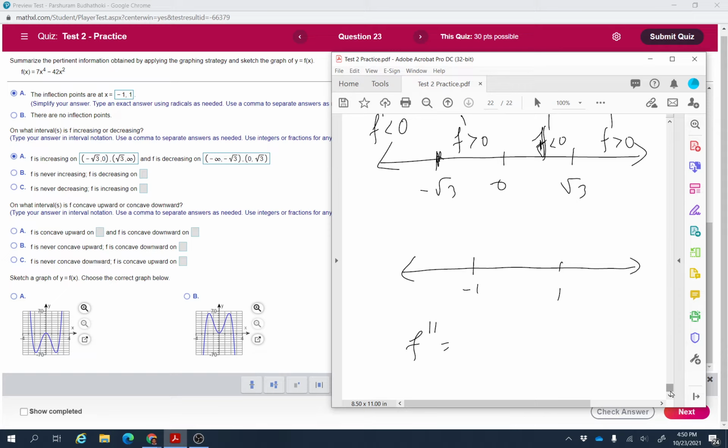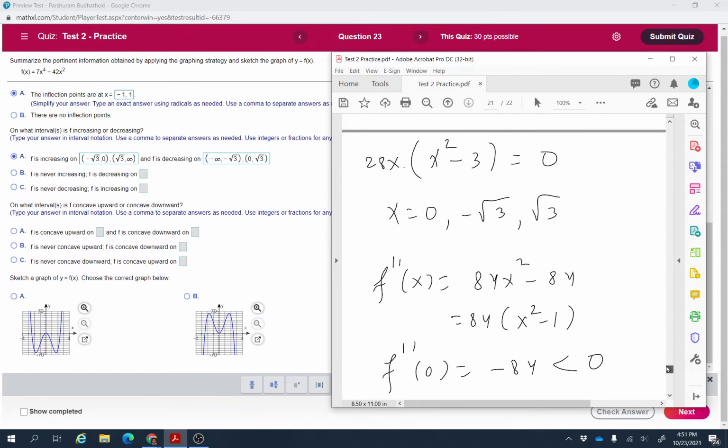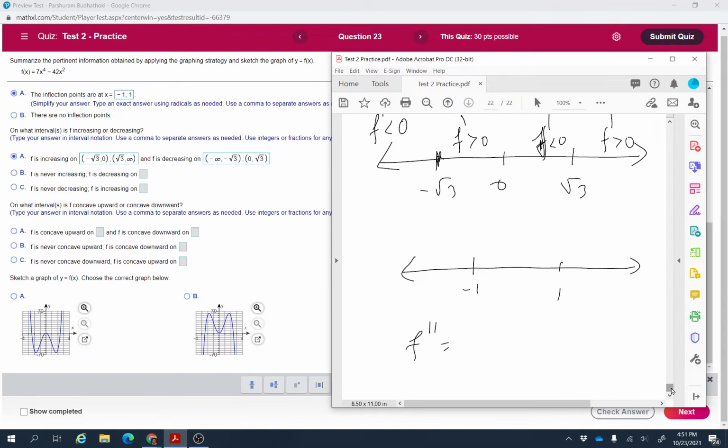But for that, if you check the second derivative, that second derivative value is 84 times x squared minus 1, which can be written as 84 times x minus 1 and x plus 1. So now if you check the value of the second derivative on the interval less than -1, this will be negative, this will be negative, so negative times negative is positive. The second derivative is positive here.